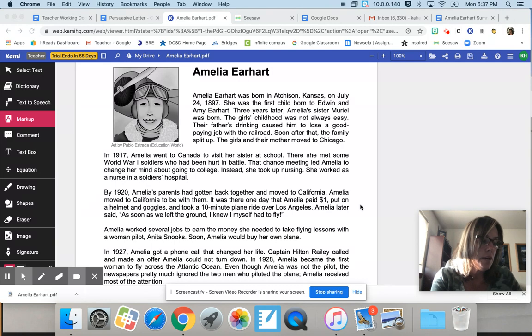So, summarizing really means that you are picking out the essential parts or the important details of a piece of literature or an article, and you're putting it into your own words. Okay, so we do not want to take directly from the article and use the words that the author used, because that would be plagiarizing, which is against the law.